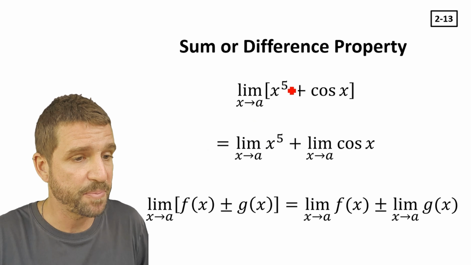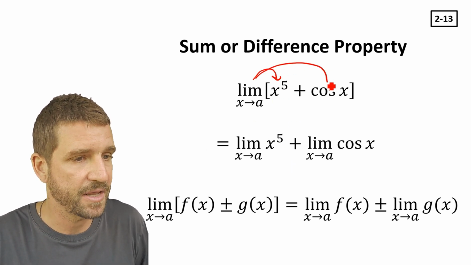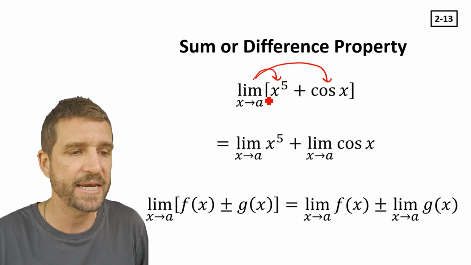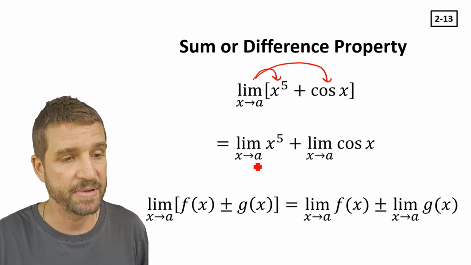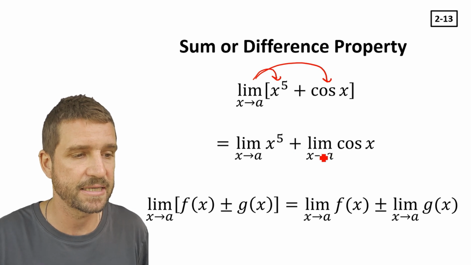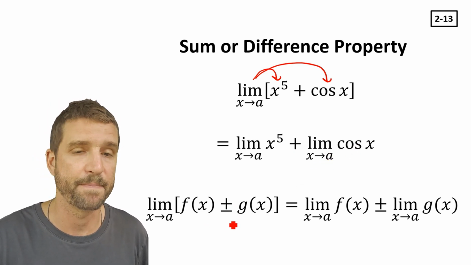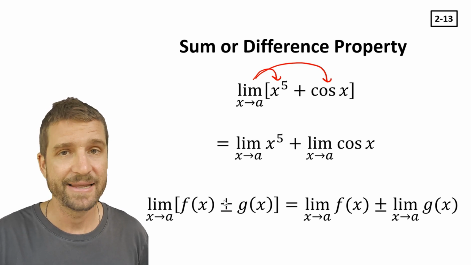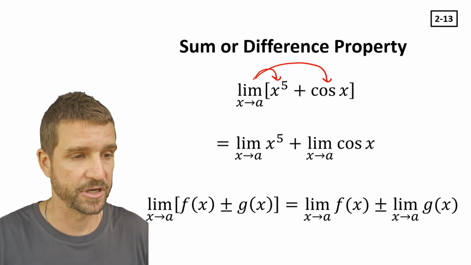The sum or difference property just says that I can essentially evaluate each of these independently. So instead of taking the limit as x approaches a of all of this, I take the limit as x approaches a of x squared plus the limit as x approaches a of cosine x, and this also works with a minus, okay? So again, exactly how you think you would handle this problem.